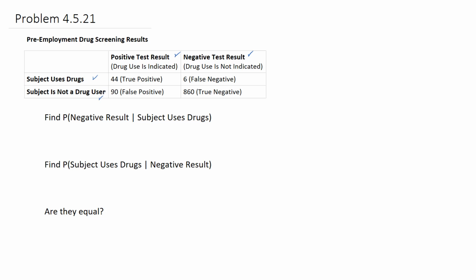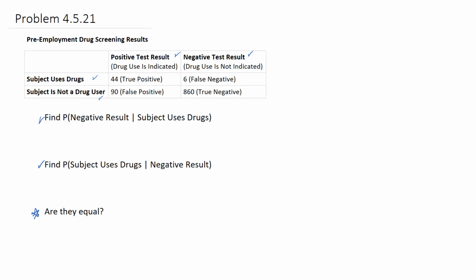And then they're asking us to find the probability that somebody gets a negative result given that they use drugs, and then they want us to find the probability that somebody uses drugs given that they got a negative result. And they want to know if these are equal, and we'll soon find out that they're not necessarily going to be equal to each other.